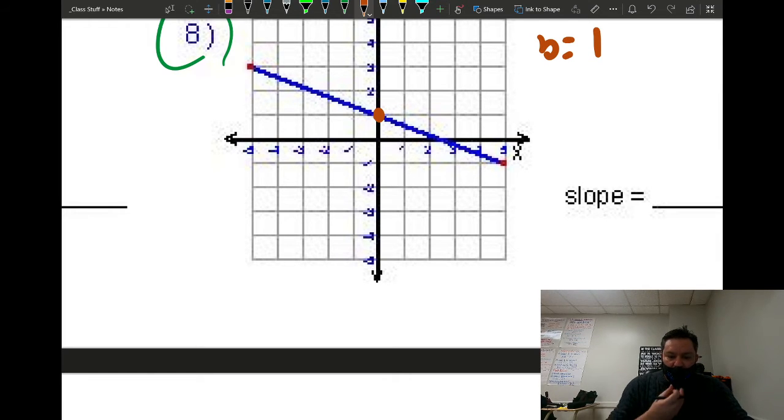Now we're going to pick another point where the line crosses the corner of a square. I'm going to pick this one right here.